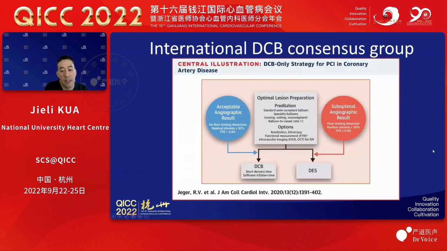So this has made it to the DCB consensus document, the statement release, where they actually advise on which scenarios DCB will be appropriate. In this consensus document, they use an FFR value of 0.8. If you have that, then it is reasonable to consider using a drug-coated balloon.